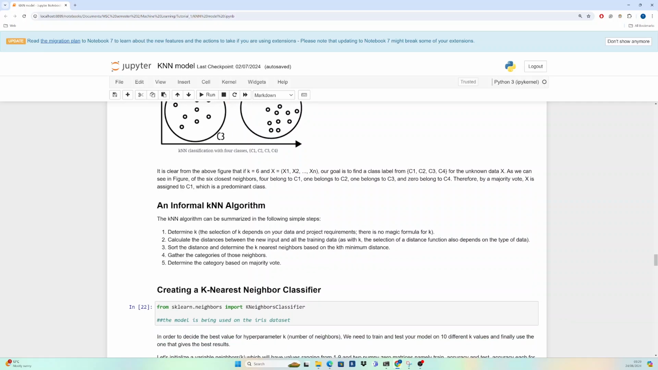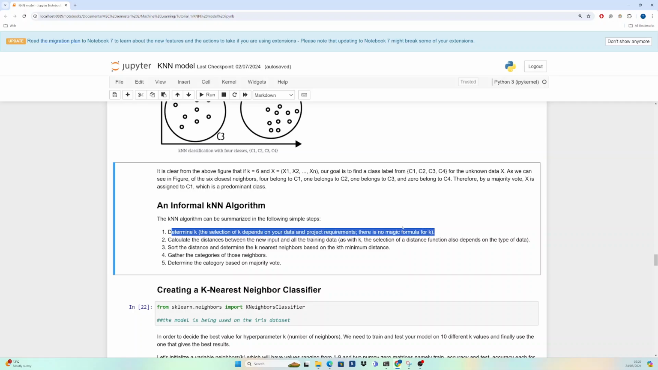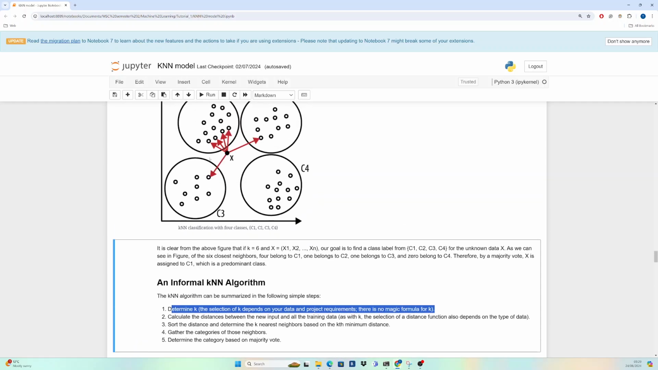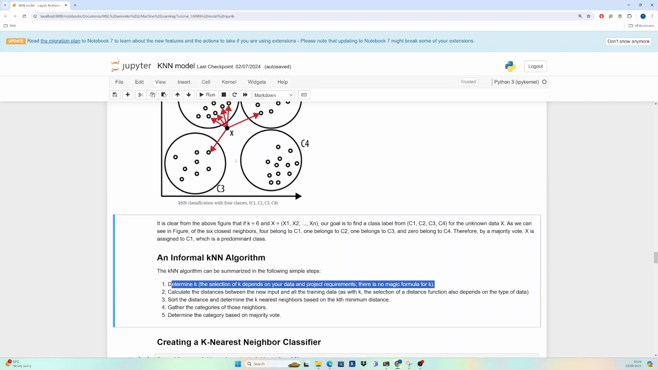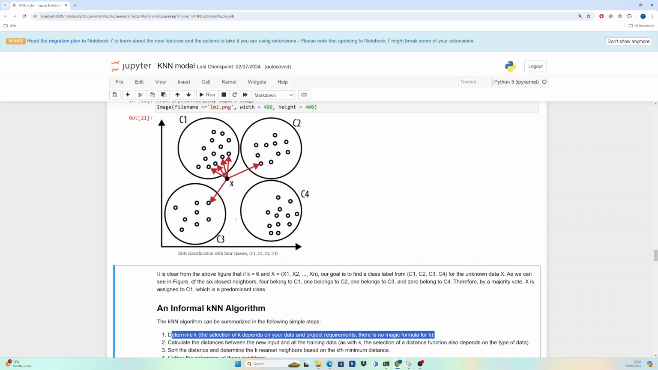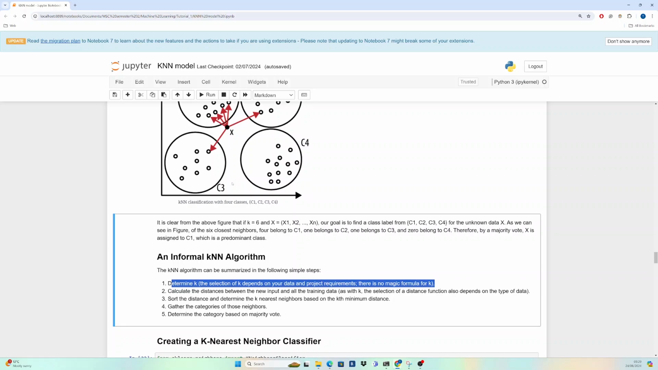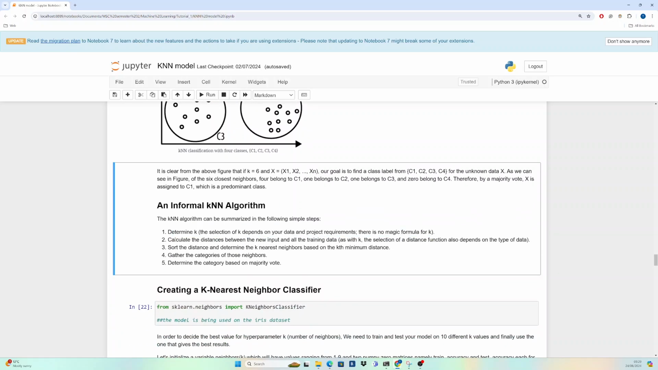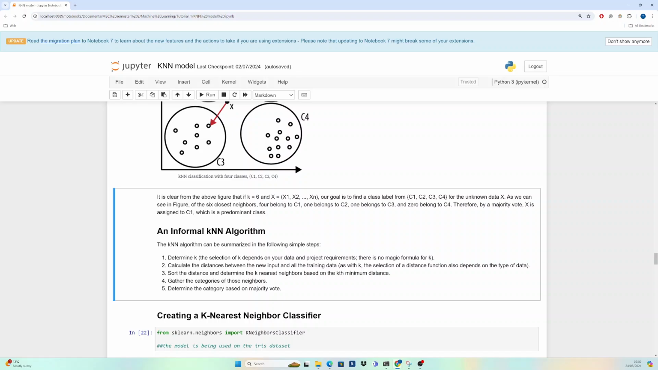So I hope I've explained that well. Here's some data. Determining K selection depends on your data and project requirements. So this is the number of Ks you want to use, the number of red lines. You don't want to use too few or too many. In this case, we're going to test between 1 and 9 Ks to see which one gives the best predictions. It's a hyperparameter that you tune.